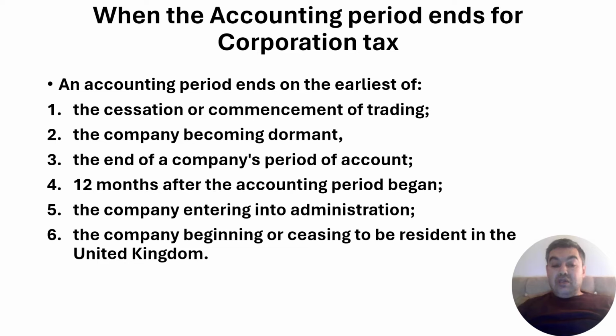So I will show it to you with illustration on the following slide. The company entering in liquidation. For example, if a company can't pay their debt and they enter into administration or liquidation, their accounting period will end. The company beginning or ceasing to be resident in the UK.